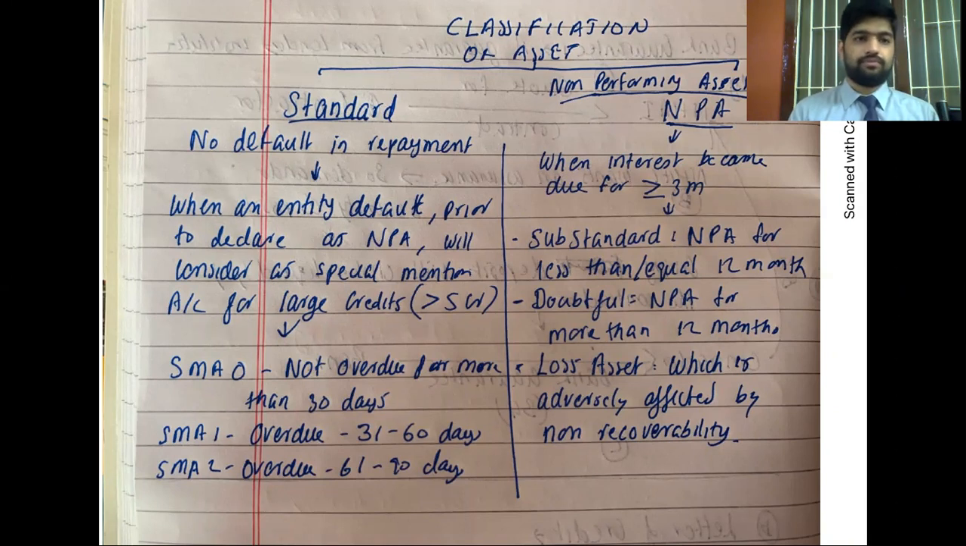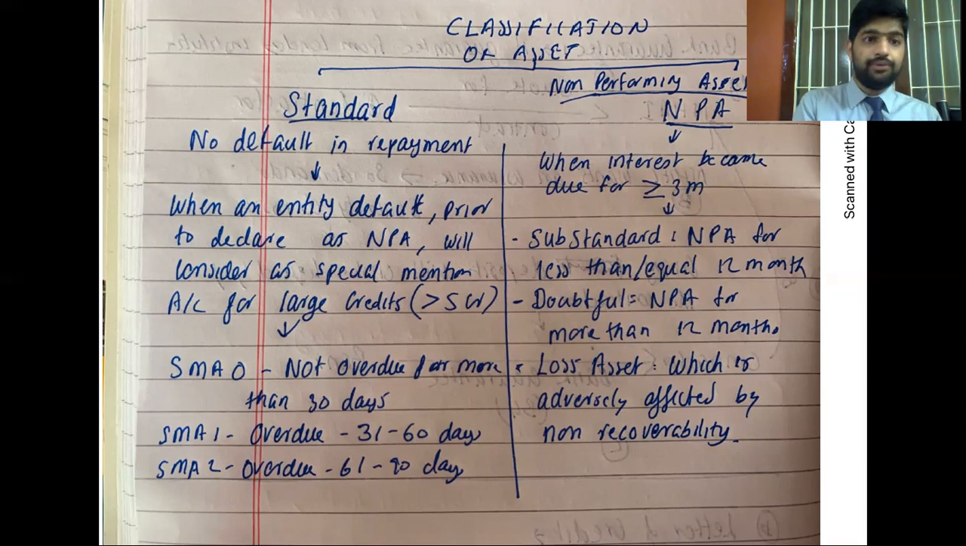So what is SMA0? When a customer defaults, and the default is less than 30 days from the due date, or maybe because of technical reasons, then we consider it as SMA0. What are these technical reasons? Maybe renewal is not done on the due date because of non-submission of documents. There can be many other technical reasons which can be classified as SMA0. On the default angle, an entity will be classified as SMA0 when the default is up to 30 days. Means from the date of default up to 30 days of default, we'll be considering it as SMA0.